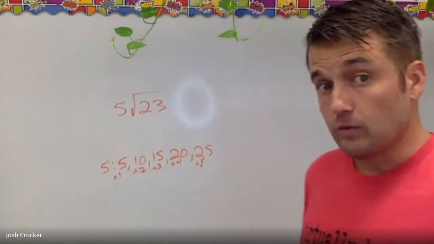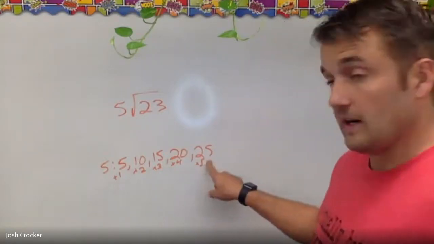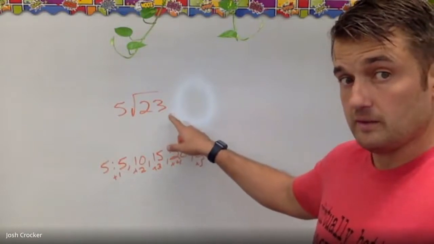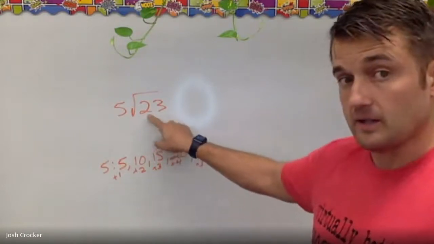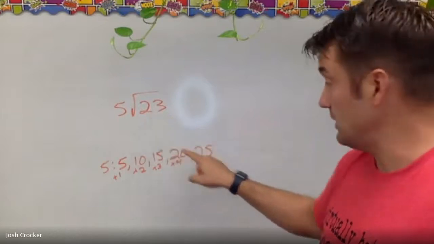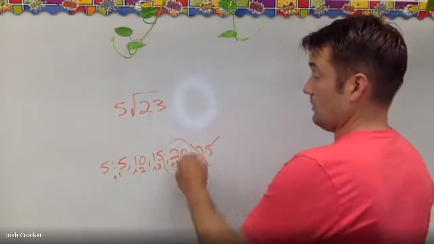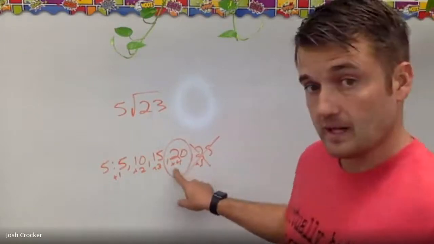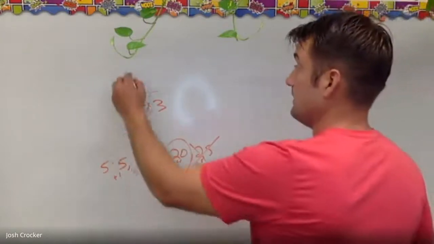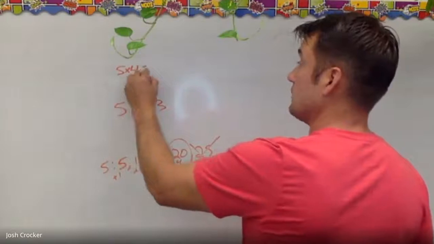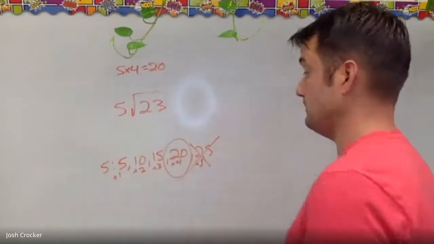Where did I go over? I went over at 25. 25 is more than 23. All right, this is the line. I want to get as close to this as I can without going over. This is where I went over. This is what I want. And it was times 4. So the fact that I'm using here is 5 times 4 is 20. Okay?